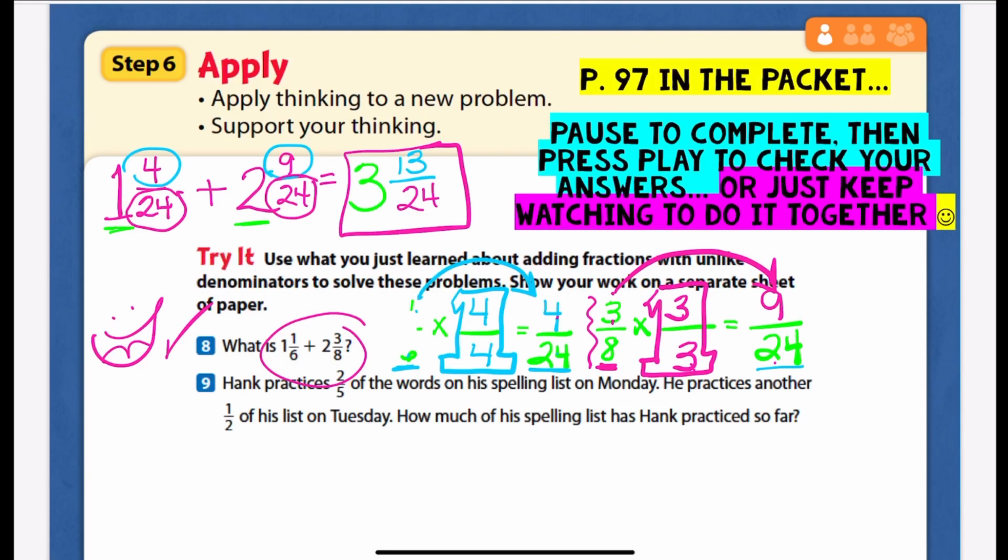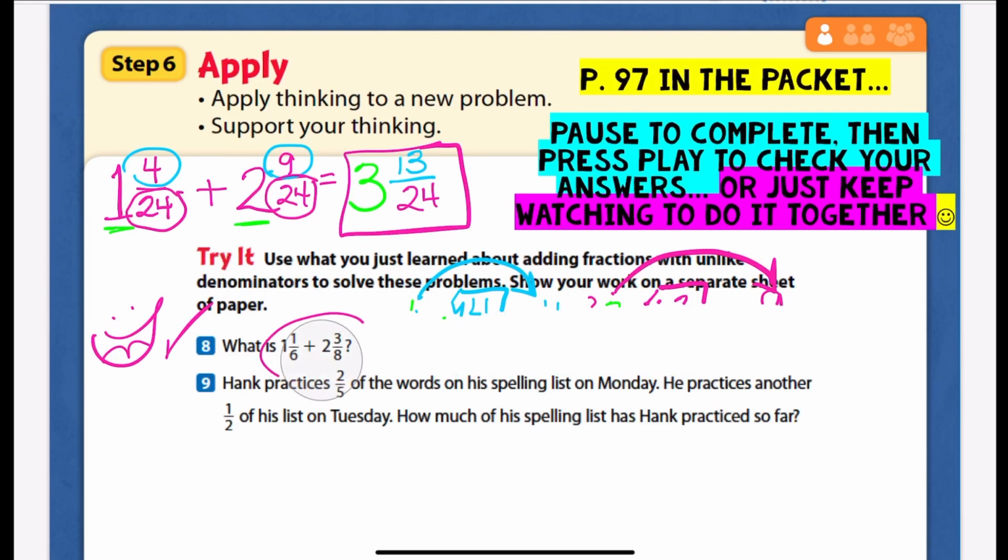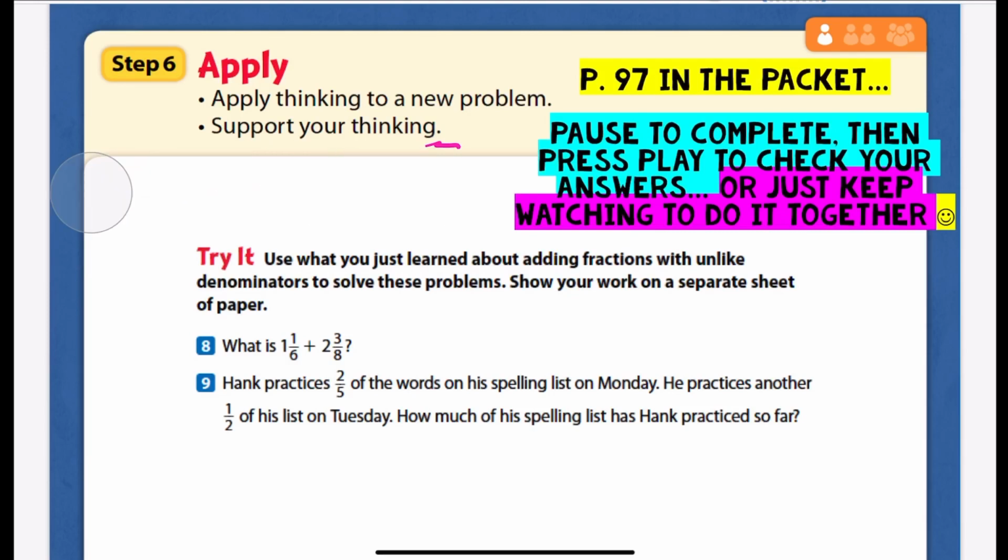All right, so let's move on to number 9. Hank practices 2/5 of the words on his spelling list on Monday. He practices another 1/2 of his list on Tuesday. How much of his spelling list has Hank practiced so far?